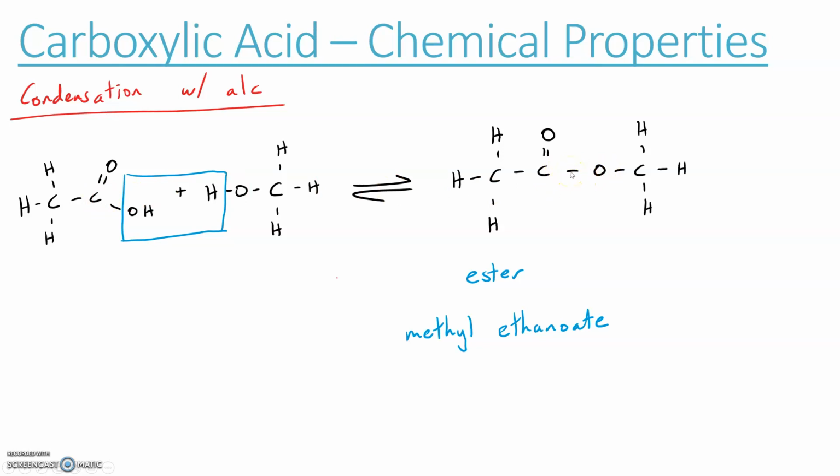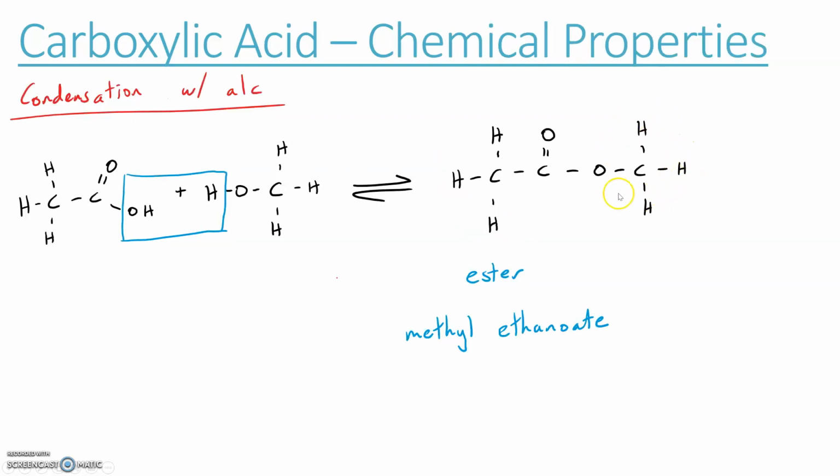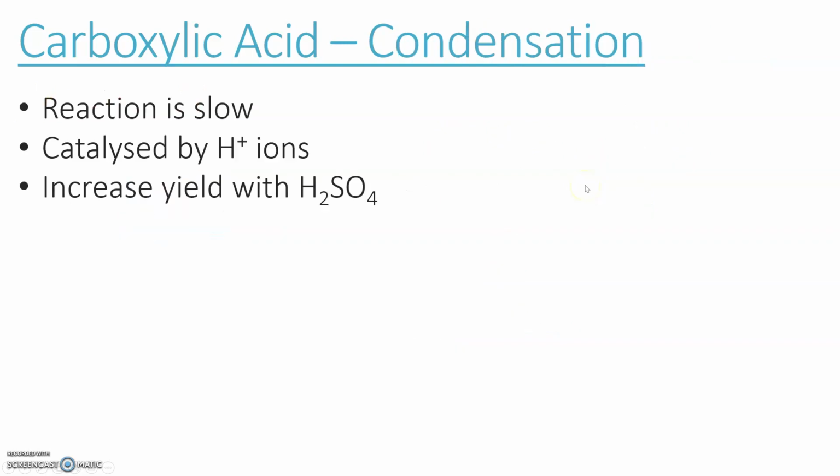The naming, we'll look at more when we look at esters, but methyl ethanoate. You can actually see here, this is an ethanoate ion, so ethanoic acid minus the hydrogen, right? That makes an ethanoate ion. And then we've got a methyl group attached to that. So the naming is methyl ethanoate: methyl here and ethanoate here. The reaction is slow, but we can catalyze it using hydrogen ions, or in other words, making the conditions acidic by adding an acid such as sulfuric acid.